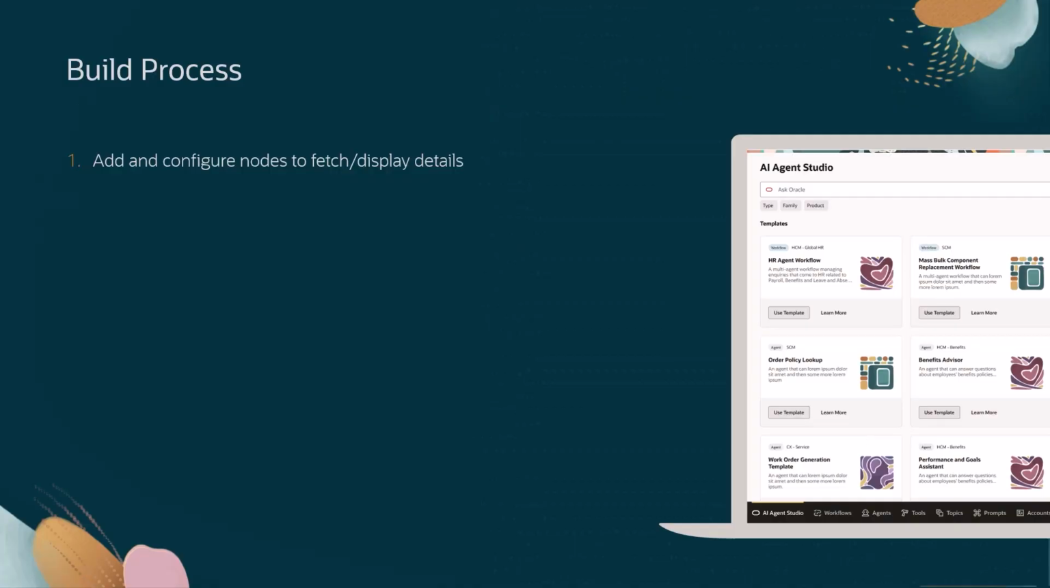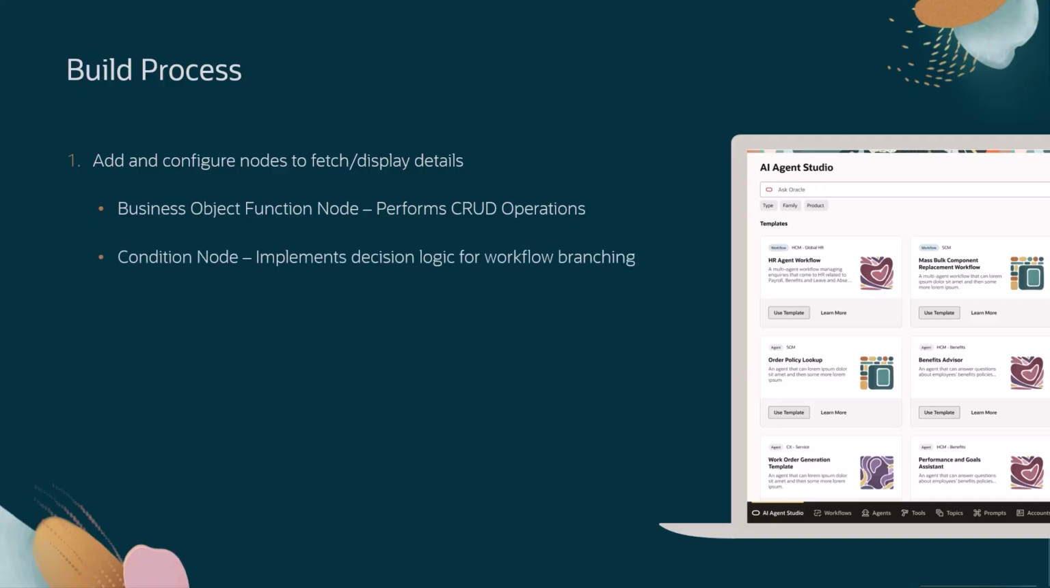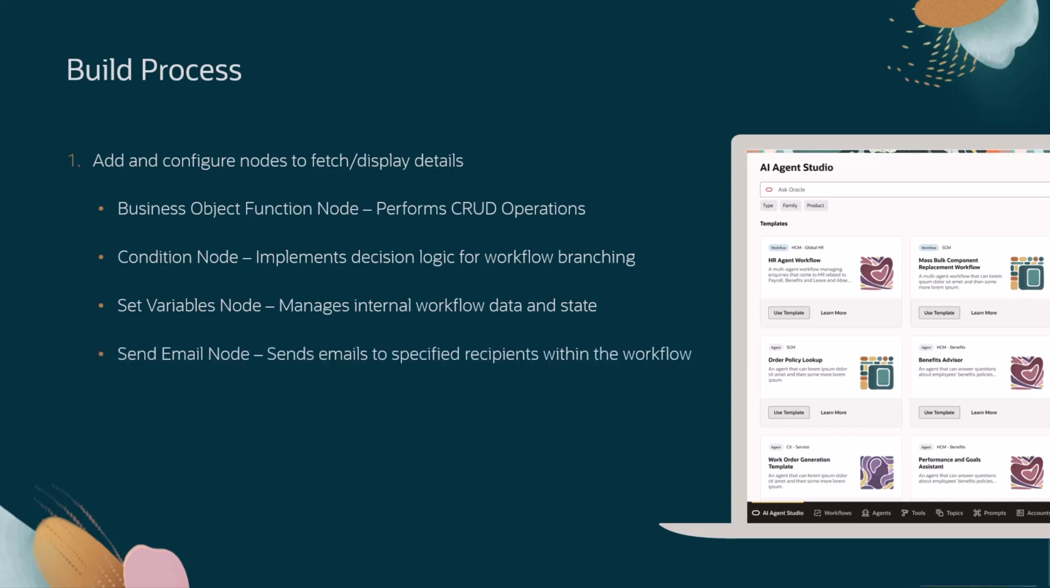To create this agent from scratch, we will use some building blocks which we'll go through on this slide to configure nodes for the agent. Business object function nodes are used to read and update application data. Condition nodes are used to route the workflow based on business rules. Set variables nodes store intermediate values, flags, or user context to be used by later nodes. Send email nodes automatically trigger emails to the right recipients based on workflow actions. After finishing the agent build, we will test the agent in debug mode.